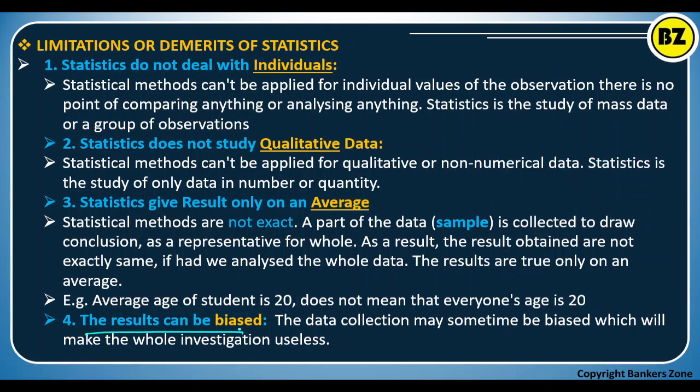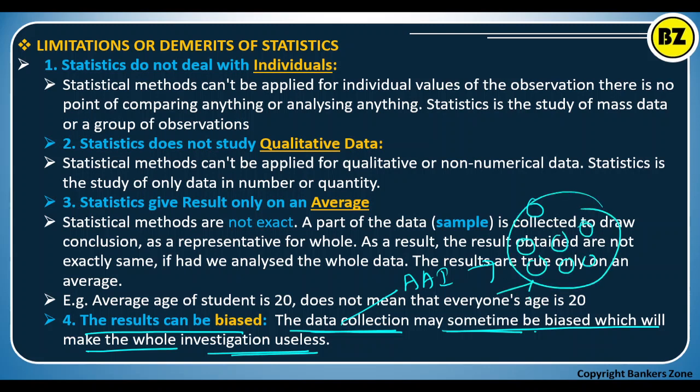Fourth limitation or demerit: the data collection may sometimes be biased, which will make the whole investigation useless. If you have to calculate the average age of Indians, what is expected? You should collect the sample from every state of India, right? But if you have collected samples mainly from North India and not a lot from South India, that decision will be biased, and it will be useless if you are collecting biased samples.